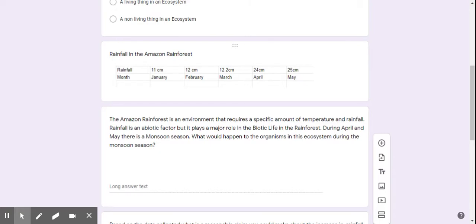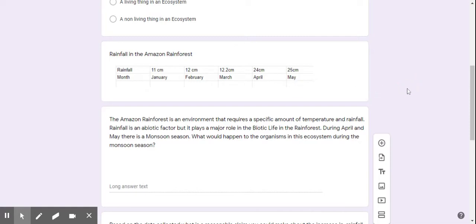It says it happens during April and May, so let's go back to the table and look. We can see that during April and May, the amount of rain actually doubles. This is something that happens every single year in the rainforest. So I'm going to make an educated prediction and say that this is actually a good thing. Again, this is the rainforest. Rain is a good thing. So if the rain is doubling, what would happen to the ecosystem there?